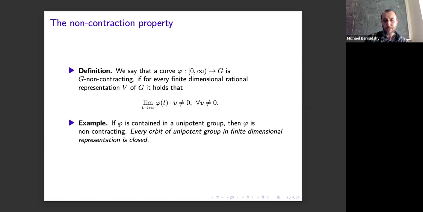So first, if you take a curve phi which is contained in a unipotent group, then phi will always be non-contracting. The reason for that is the well-known fact that every orbit of a unipotent group in a finite dimensional representation is closed. So if you take a vector which is non-zero, its orbit cannot contain 0, because the orbit of 0 is 0.